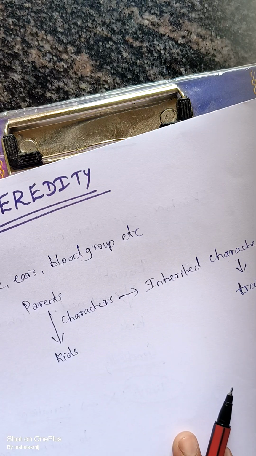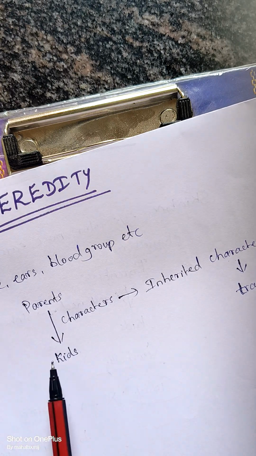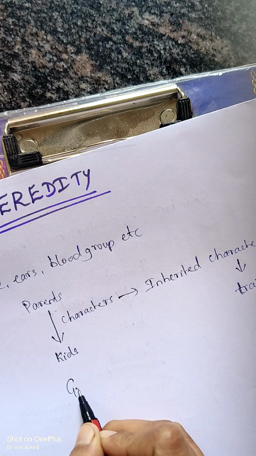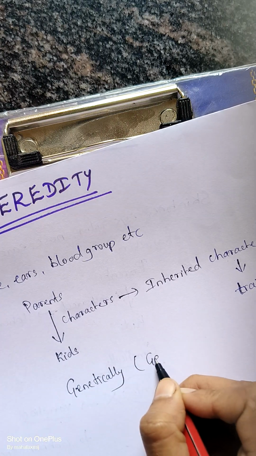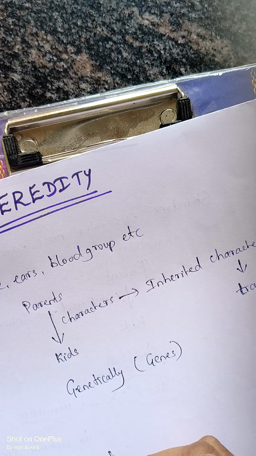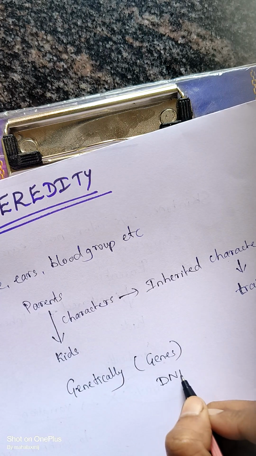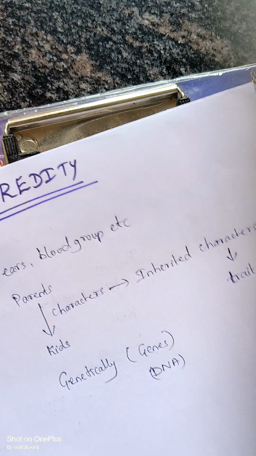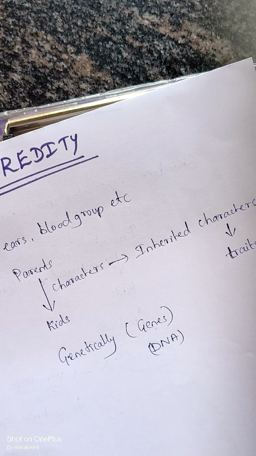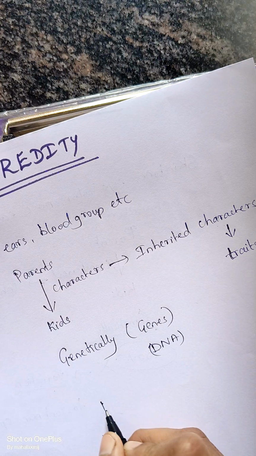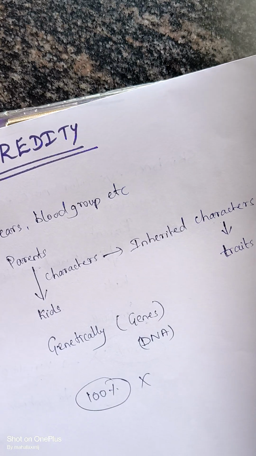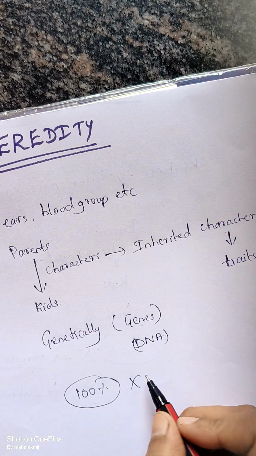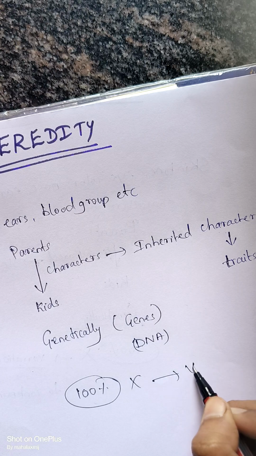Now the question arises: how are these characters transferred from parents to kids? They are transferred genetically, that is, by means of genes. Genes consist of DNA. Now, we usually say that the kid is similar to the parent but not exactly the same, right? They are not 100% the same as their parents. They are similar. This similarity is possible because of variation.